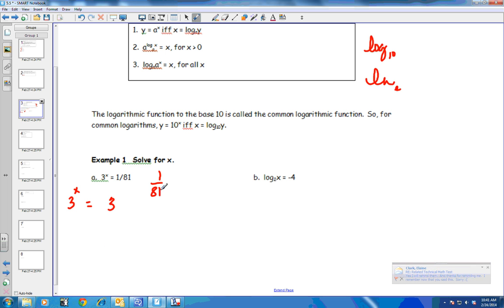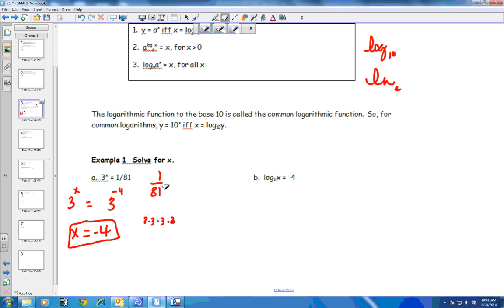So let's just, instead of 1 over 81, do 81. Well, 3 times 3 is 9. 9 times 3 is 27. 27 times 3 is 81. So I know 3 to the 4th is 81, but since this is 1 over 81, it would be 3 to the negative 4th, because when I have a negative exponent, I put that down on the bottom. So then, when we have the same base, we can set our exponents equal to each other, and we know that x is equal to negative 4. So that's one way to solve.